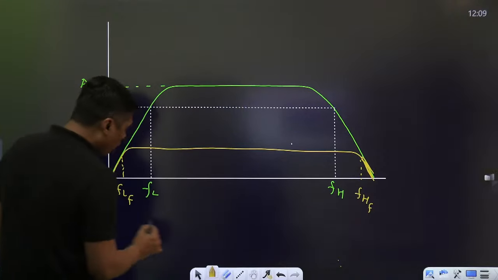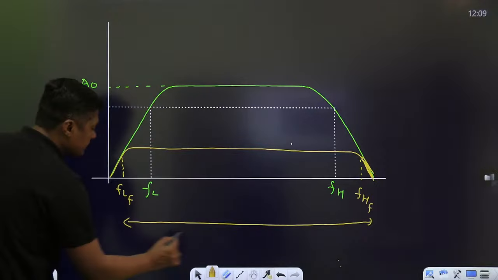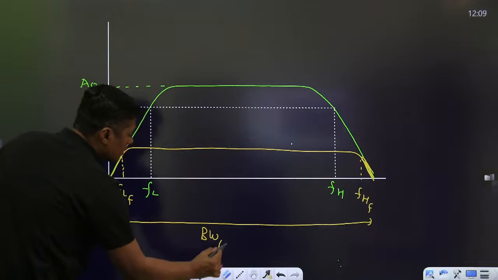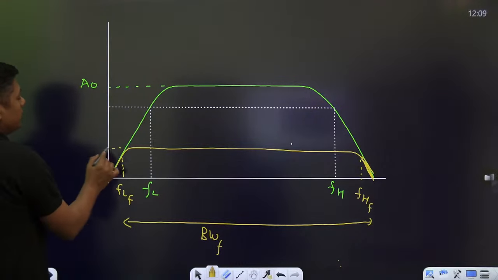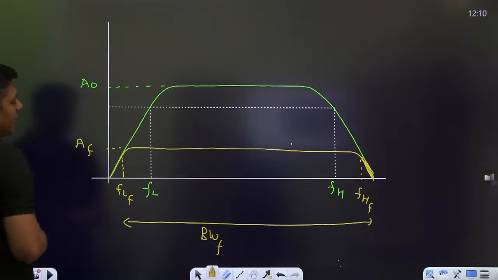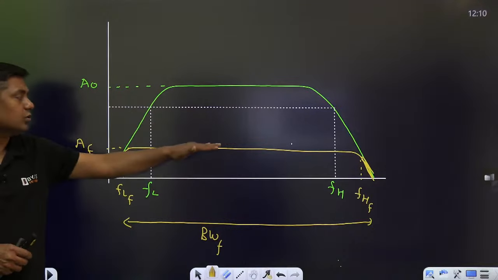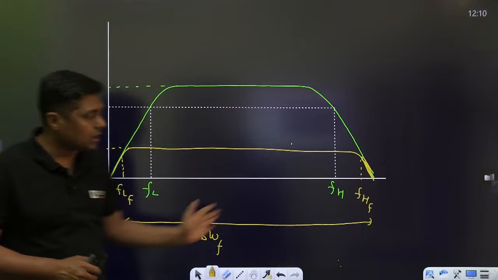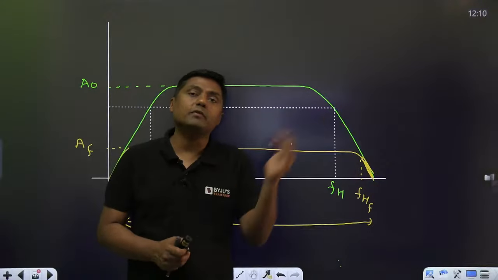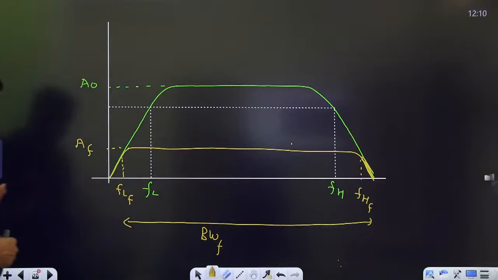What about the overall bandwidth? After feedback, the overall bandwidth will increase. And what about the gain? This is the new mid-band gain, called gain with feedback. So what is the disadvantage? The gain will reduce. But what about the advantage? Lower cutoff frequency will reduce, upper cutoff frequency will increase, and overall bandwidth will increase, and that's why the stability of the system increases. Now, what is asked here?